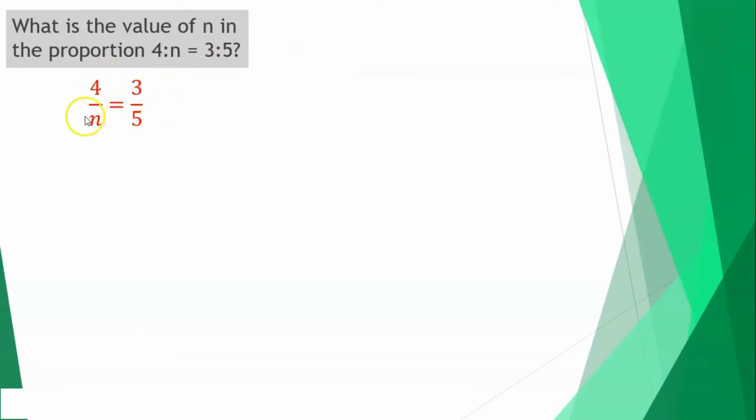Okay, another. What is the value of n in the proportion 4:n is equal to 3:5? So writing it in this way, we will get this. Cross multiplying, 20 equals 3n, or n is 20 over 3.